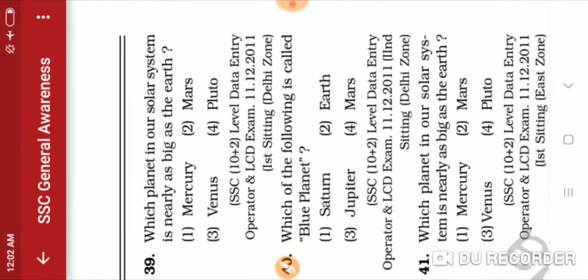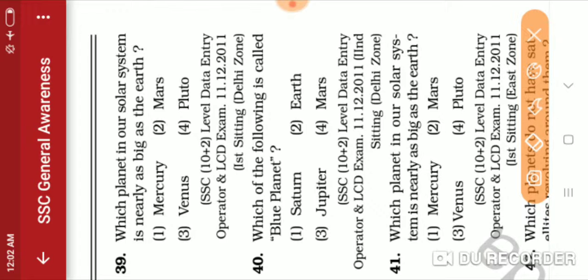Next question. Which planet in our solar system is nearly as big as the Earth? Of course, our twin sister Venus. Which of the following is called the blue planet? Of course, our Earth, because of the 71% water content. Which planet in our solar system is nearly as big as Earth? It will not be Mercury, it will be Venus.